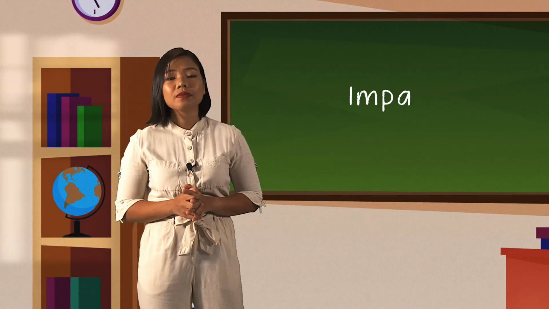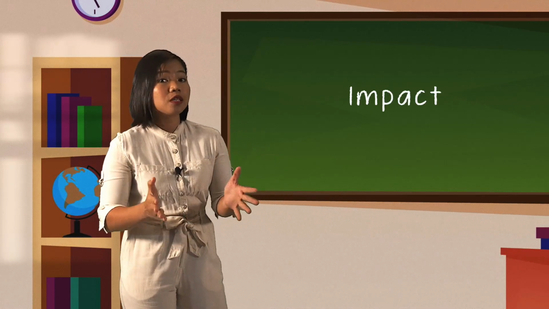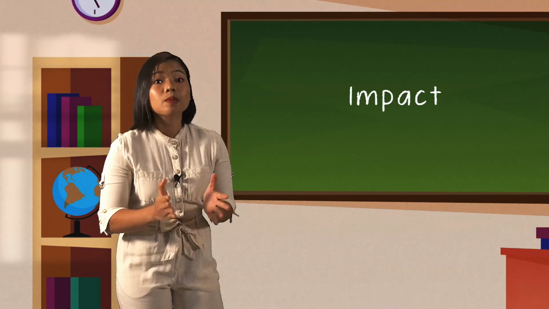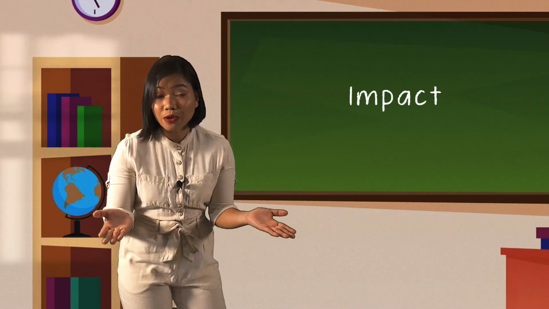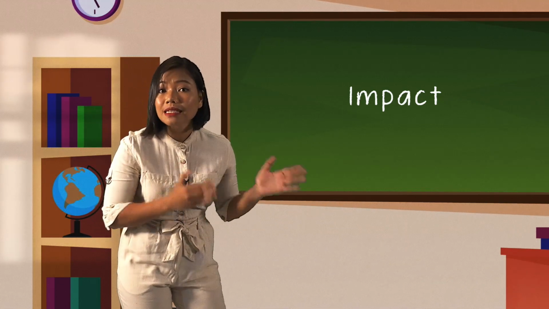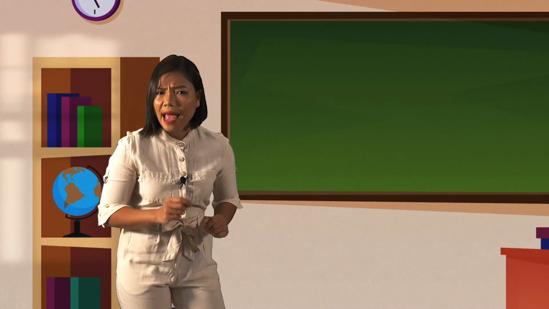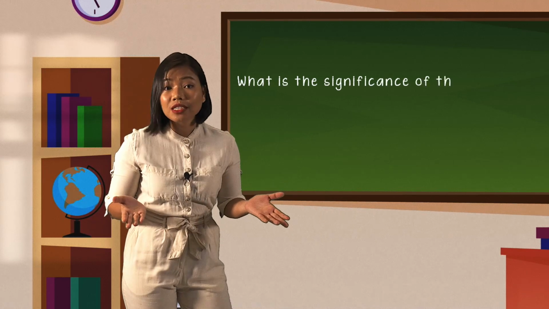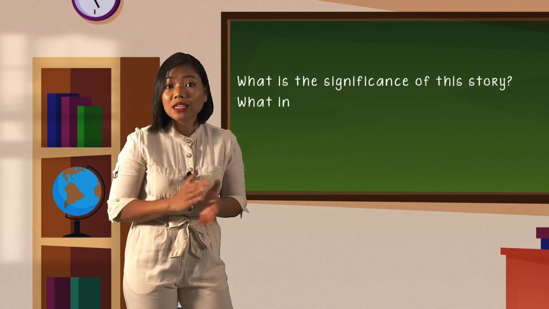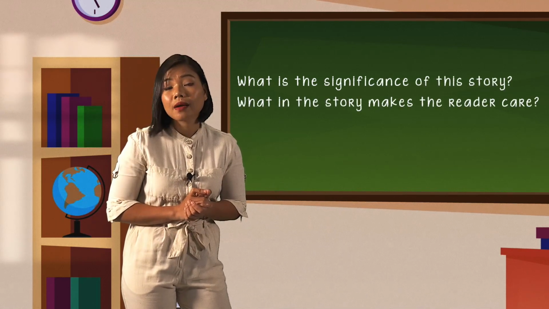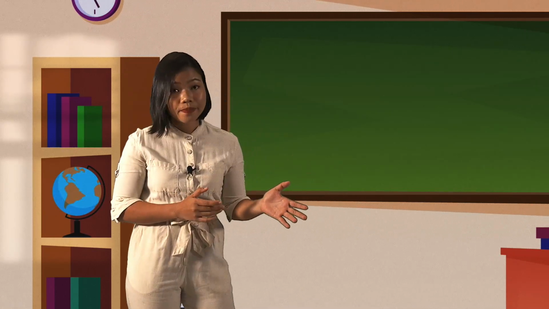Impact. As a good writer, as much as possible, explain how the news affects readers. The impact sentence or paragraph should answer these questions: What is the significance of the story? What in the story makes the reader care? The impact can be placed in the lead part, nut graph, or in the middle part of the story.